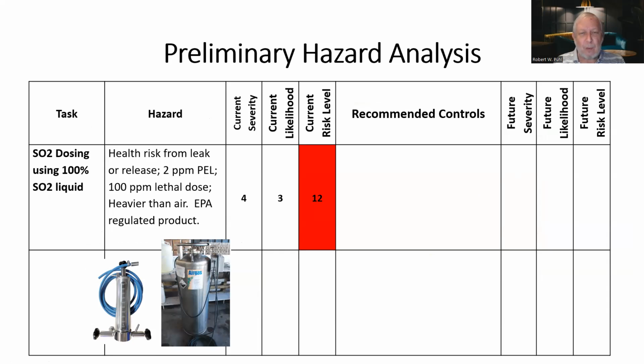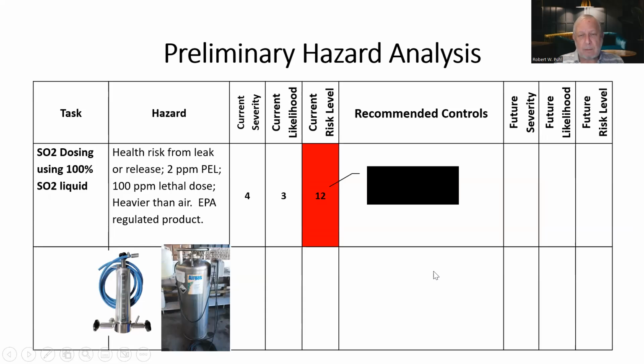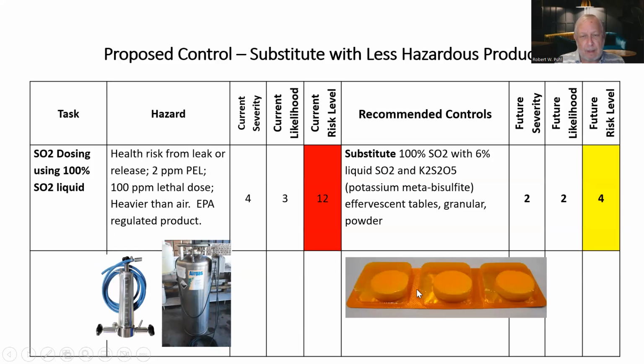So the current severity is 4, and current likelihood is 3, which gives them a current risk level of 12. And you can see that's highlighted there. That's because that's a big no-no. 12 is too high, which is the whole purpose of this, to identify that.